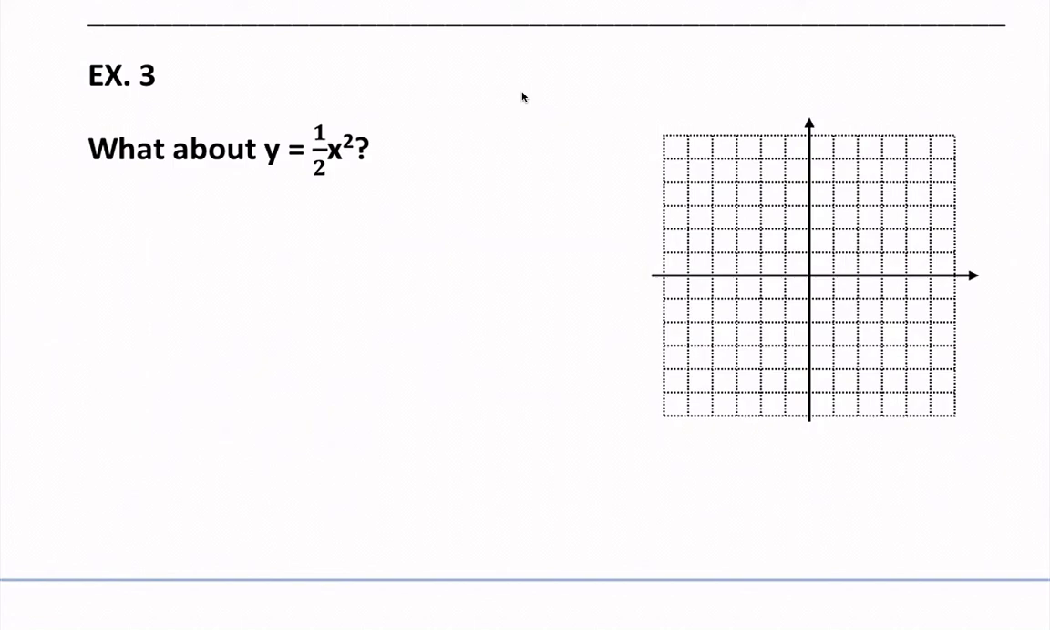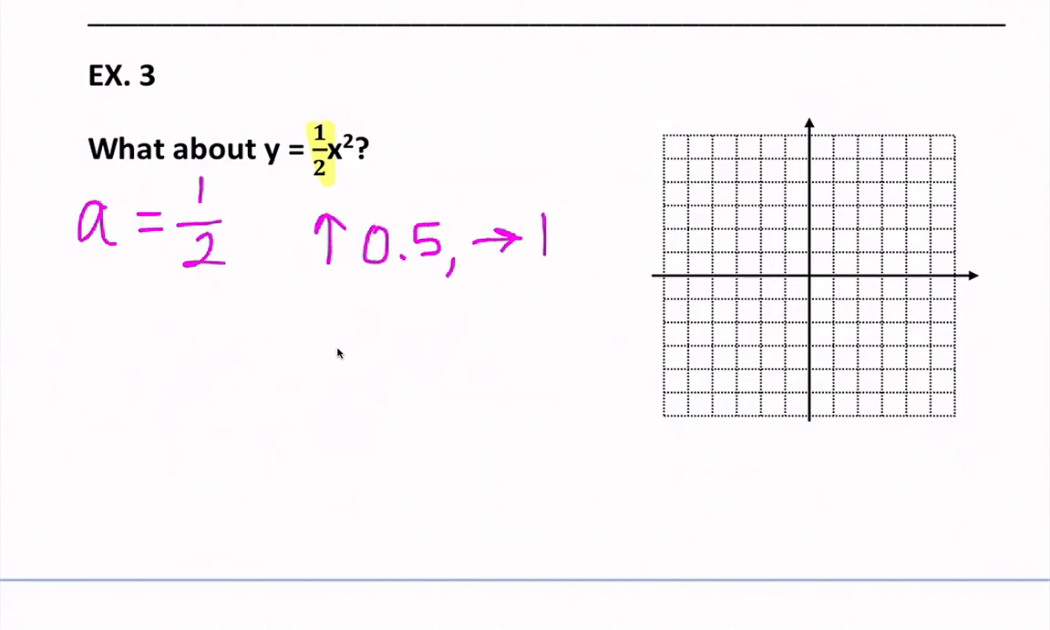Okay, on this one, I look out front to find my a value. I know my a value is 1/2, which is different than 1, so it's not going to be home base. Well, I know home base is up 1 over 1, so I take what it's supposed to be, up 1, and I'm going to multiply by my a. 1 times 1/2 is 1/2. It's positive, so it's going to go up 1/2, which is 0.5, over 1.